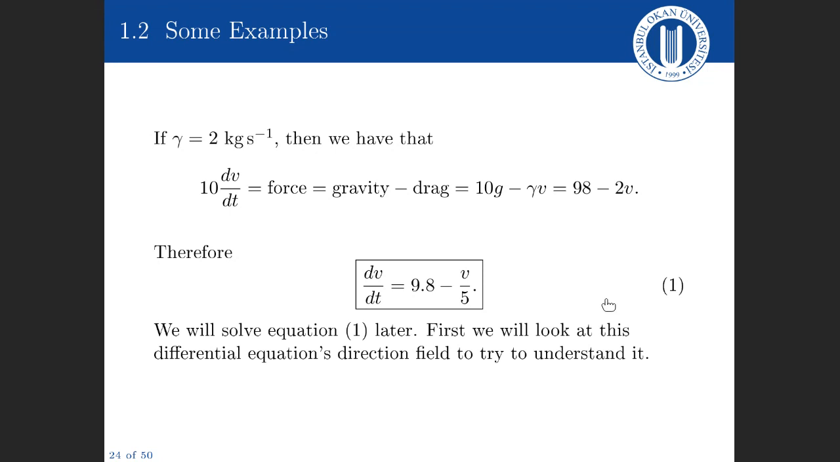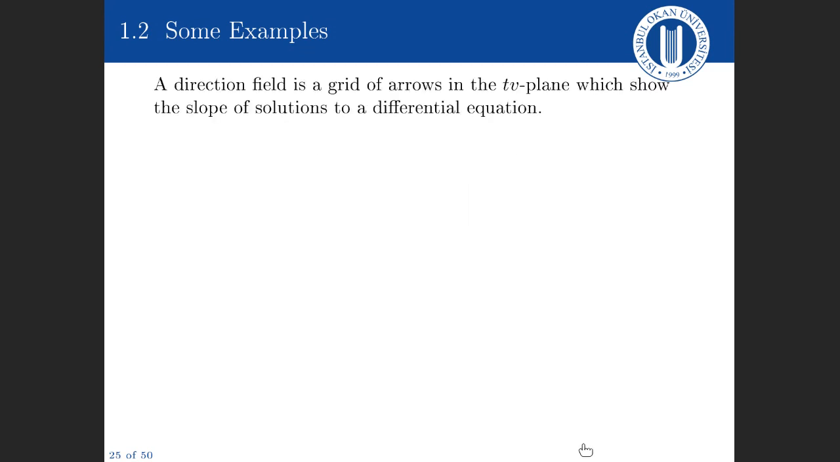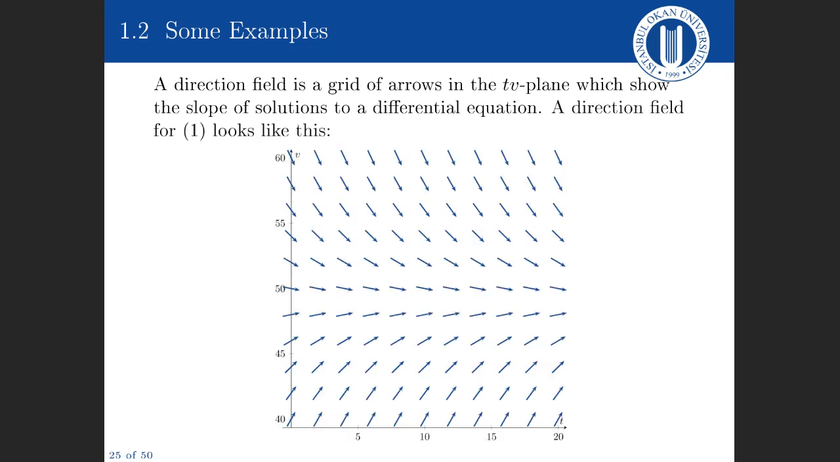We're going to solve this equation later today, but first I want to look at this differential equation's direction field to try to understand what is happening. A direction field is a grid of arrows, in this case in the tv plane, which shows the slope of solutions to a differential equation. The direction field for our differential equation looks like this. In the next section, I will show you how to draw a direction field. For now, let's look at what's happening here.